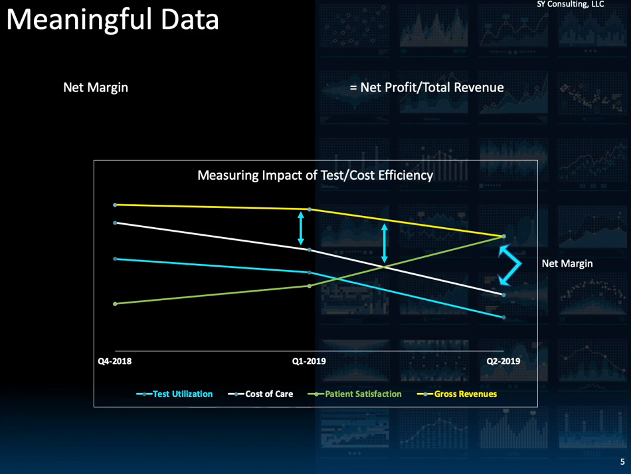If cost reduction exceeds the reduction in gross revenues, the improved net margin is a measure of success of all efficiency-building efforts. Whether at the unit level or at the macro level, the net margin measures the value that has been added to the organization.